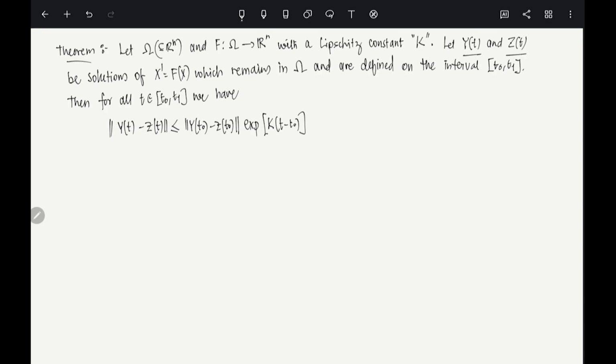Now if y(t) minus z(t) at the starting point t equals t0 is sufficiently small, of course you can make y(t) minus z(t) as small as you like. You can always find a delta. So given an epsilon, you can always find a delta. That's what I mean by continuous dependence on initial data.